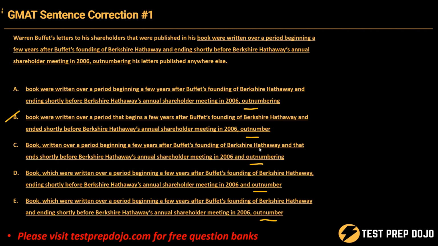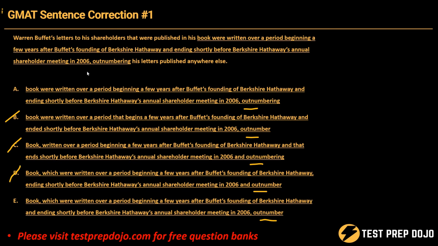So this construction in C actually has no main verb, and so it's a fragment. So which were written over a period beginning and that ends shortly before Berkshire Hathaway's annual shareholder meeting and outnumbering. So that's wrong. That's a fragment. Book in D, which were written over a period beginning and outnumber. Again, it's just one long modifier in this construction, so no main verb, does not work.